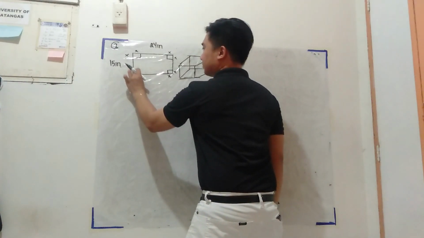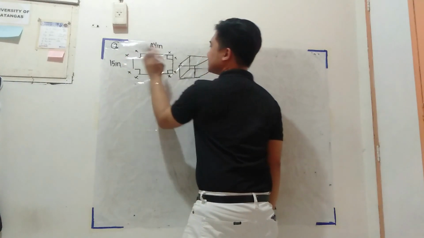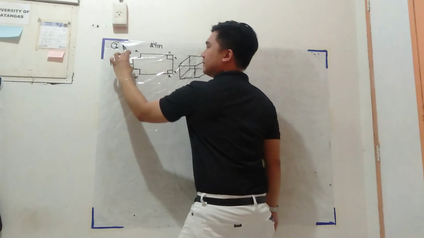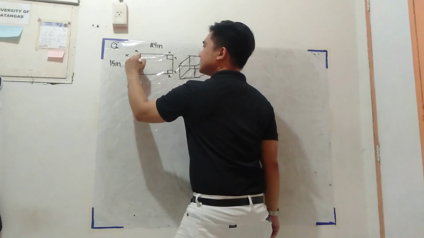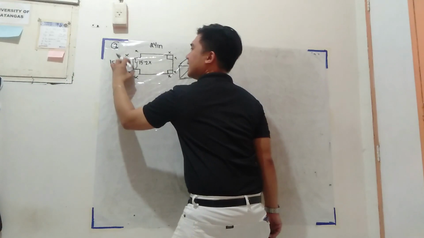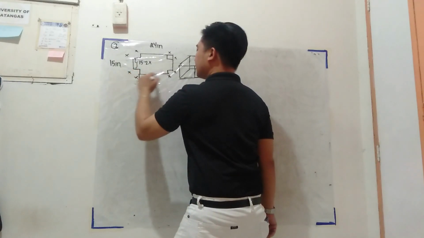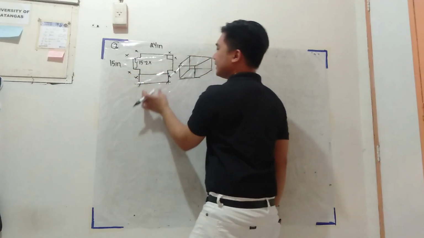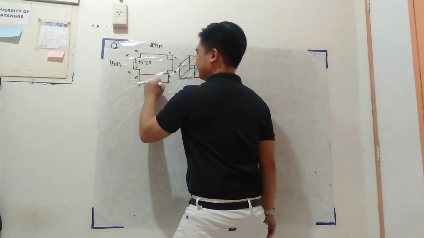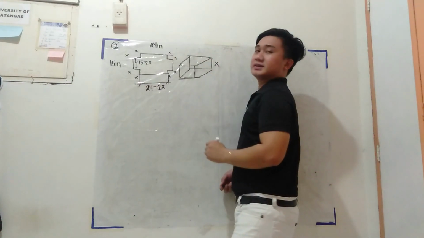Unang-una, para mas maging malinaw sa inyo, itong side na lang natin. Gaano to kahabang side na to? Diba, itong side na to, ang haba niyan is 15 minus 2x, kasi 15 to, binawasan mo ng 2x. And then, itong side na to, gaano naman to kahaba? Ito naman ay 24 minus 2x. At kapag tinanong pa ano yung magiging height ng box mo, that is simply x.